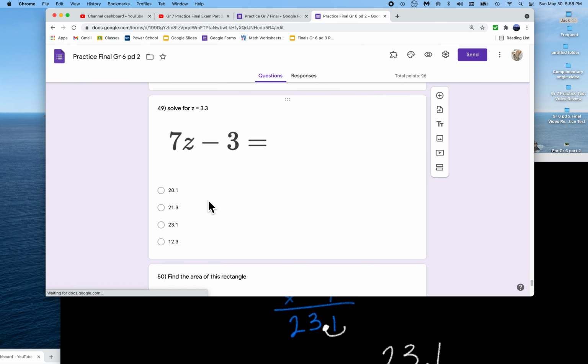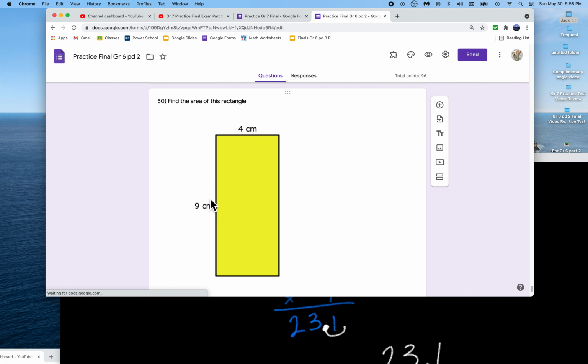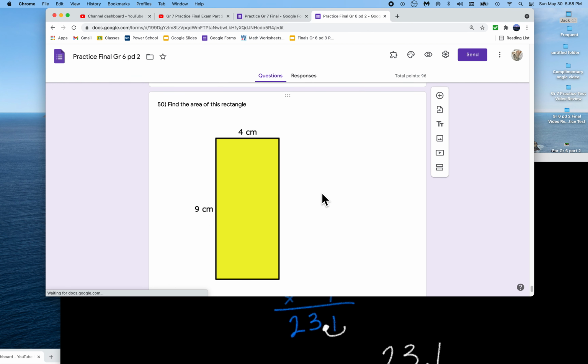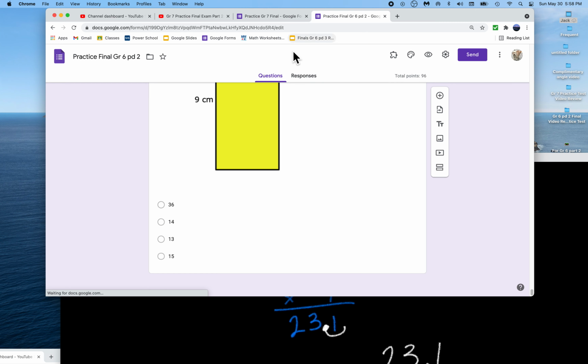Right there, first choice. Area of the rectangle, pretty straightforward. Length times width, 36 square units. We are done.